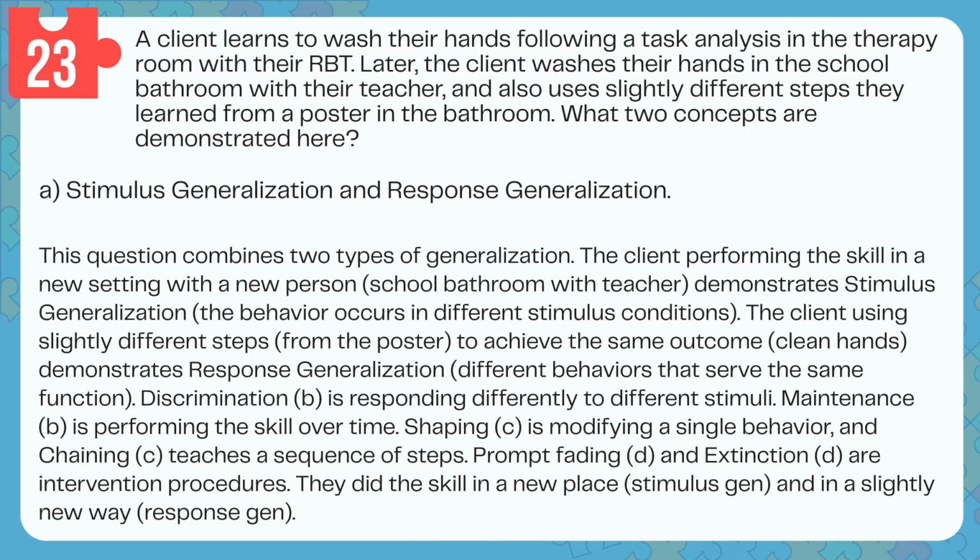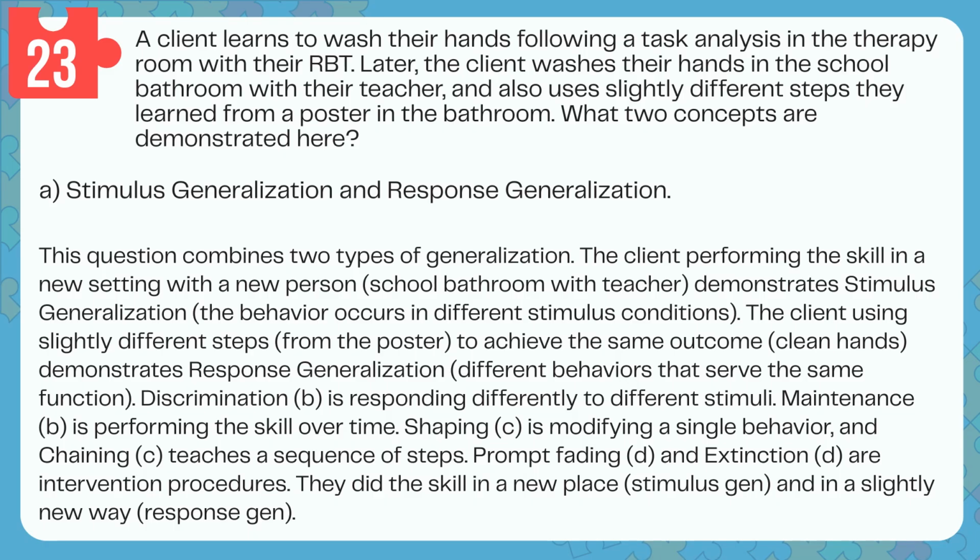Answer A. Stimulus generalization and response generalization. Explanation. This question combines two types of generalization. The client performing the skill in a new environment with a new person, school bathroom with teacher, demonstrates stimulus generalization. The behavior occurs in different stimulus conditions. The client using slightly different steps, from the poster, to achieve the same outcome, clean hands, demonstrates response generalization. Different behaviors that serve the same function.